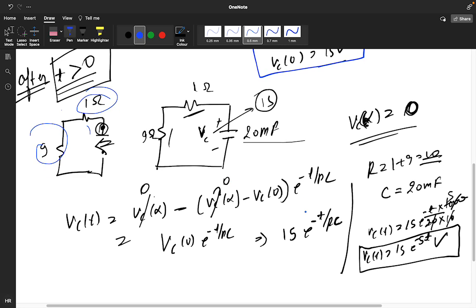Is this part clear? Yeah. Priyanka, you understood? Yes sir. Okay, if you understood, then it's very good.